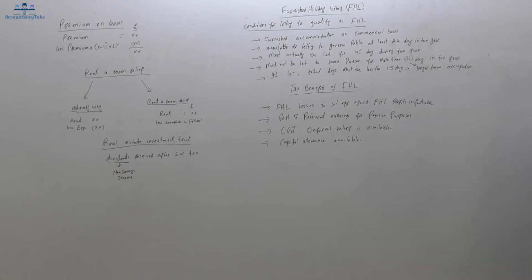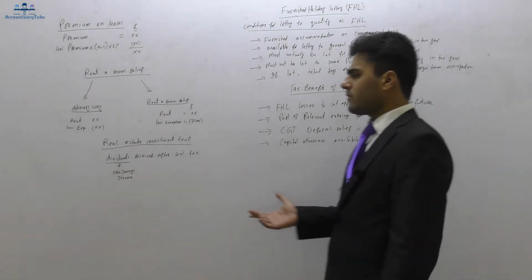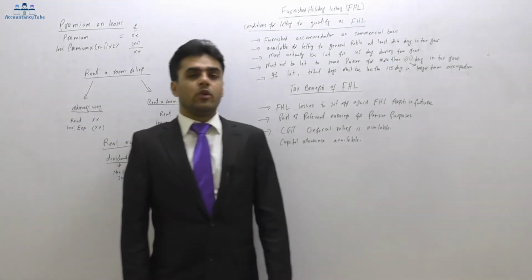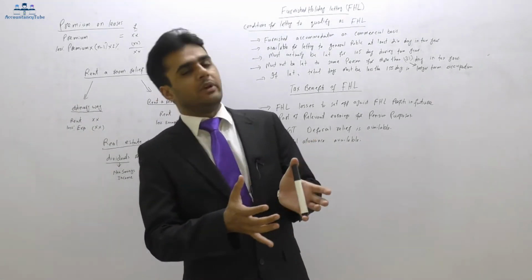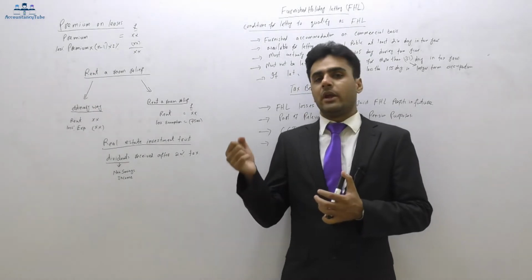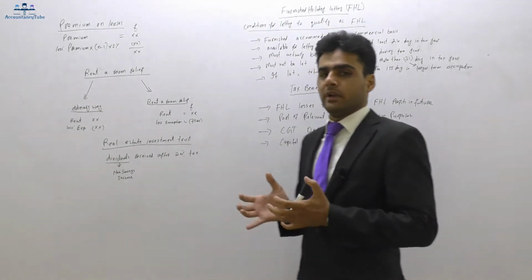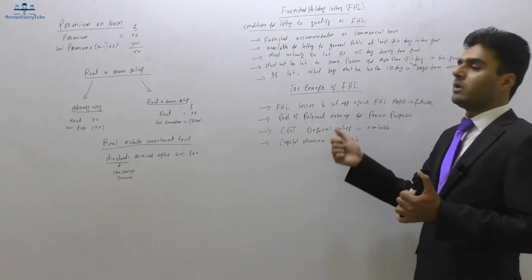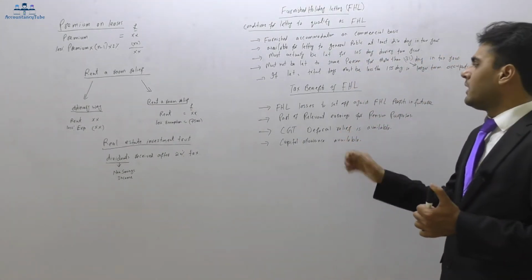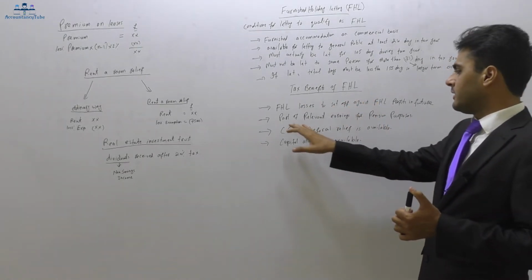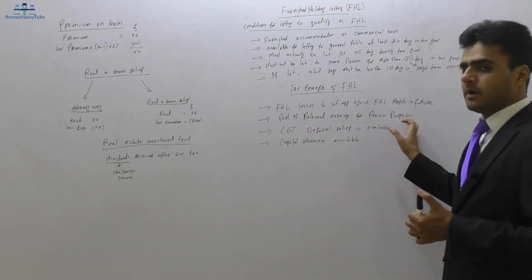Our last topic is furnished holiday letting. Now we have seen furnished holiday letting when we were studying the pension. You remember contribution qualifying for tax relief was the higher of two things: relevant earnings and £3,600. Now within that relevant earnings there were different things, one of which was furnished holiday letting. Alright, now if we look at the tax benefits of furnished holiday letting, it tells that it is part of the relevant earnings for pension purposes.